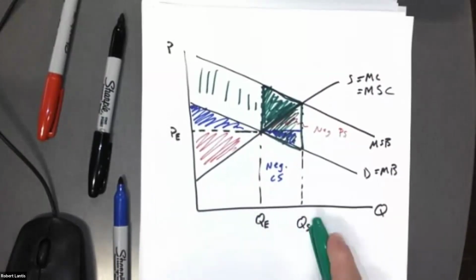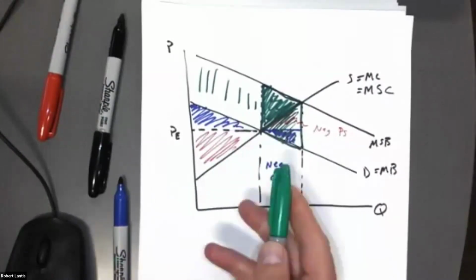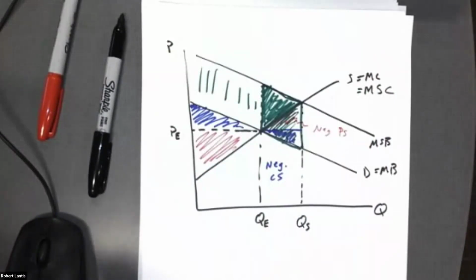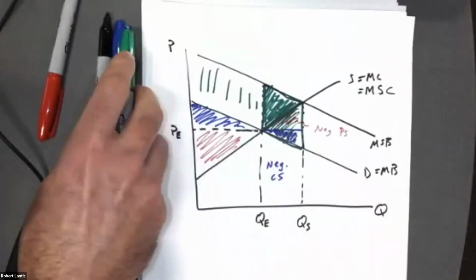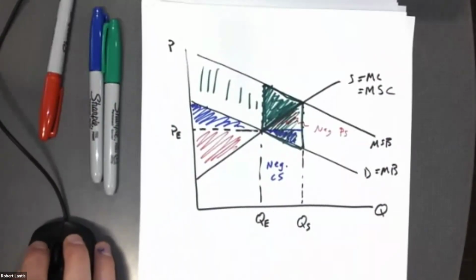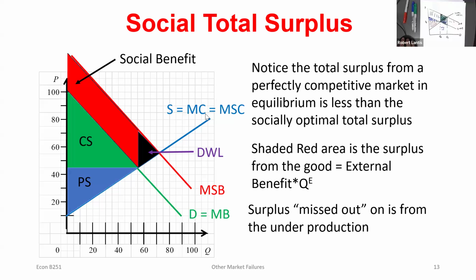So if we forced it out to this quantity, producers and consumers are actually going to be worse off, but all of society would actually be better off. Okay. All right. Any questions over anything there before we keep moving?